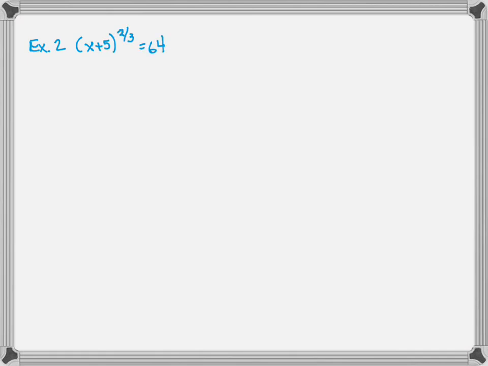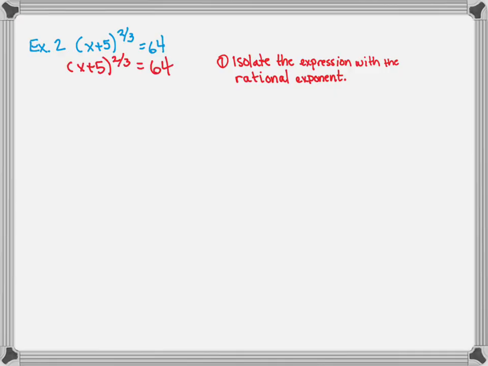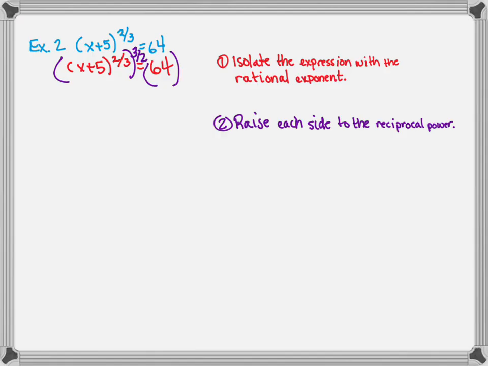Our second example is x plus 5 quantity raised to the 2/3 power equals 64. So again, first, isolate the expression with the rational exponent. And again, ours is already isolated, so we didn't need to move anything to the other side. So I still have the same equation. Then we will raise each side of the equation to the reciprocal power. The reciprocal of 2/3 is 3/2. So I'll raise the left side to the 3/2 power and the right side to the 3/2 power.